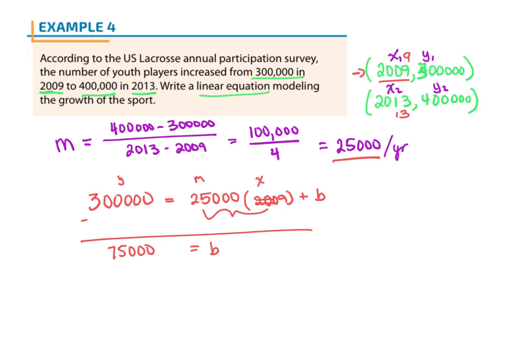All right, 75,000. And so if I want to then write the equation, Y equals MX plus B, that would be my equation showing how the sport is growing.